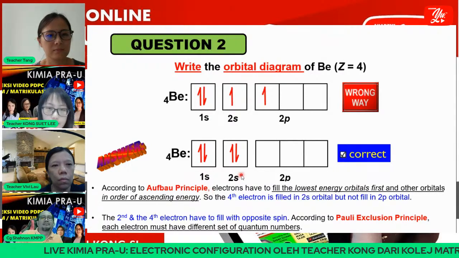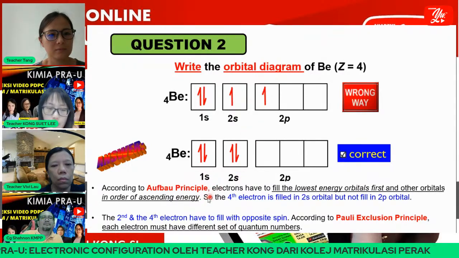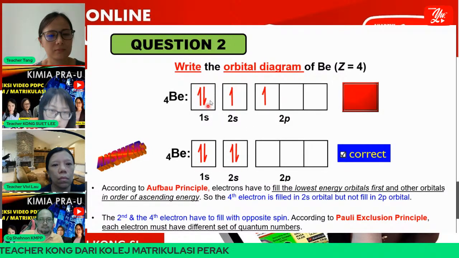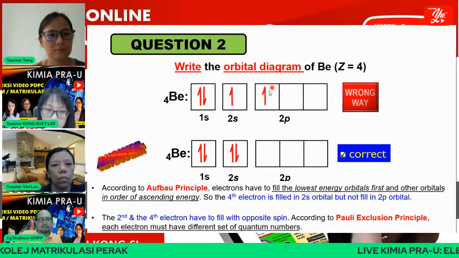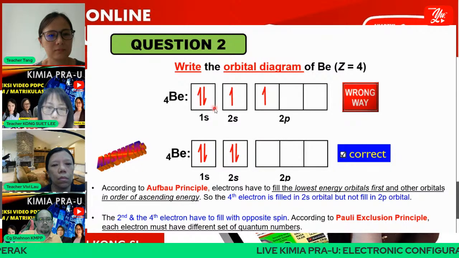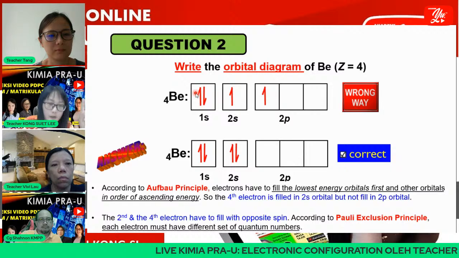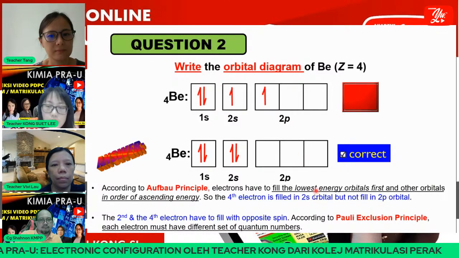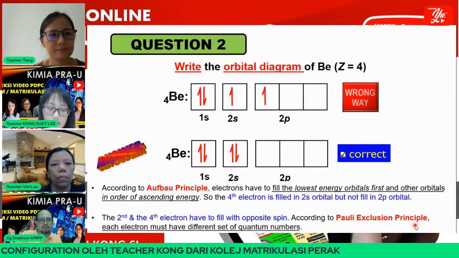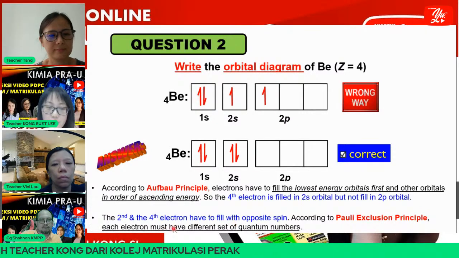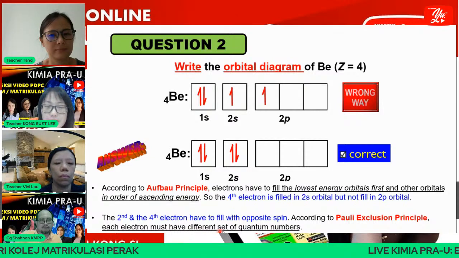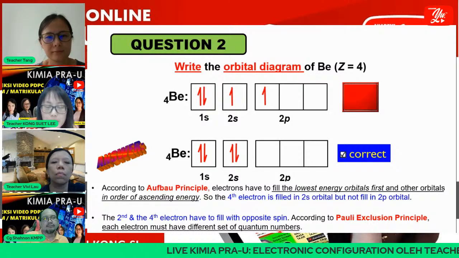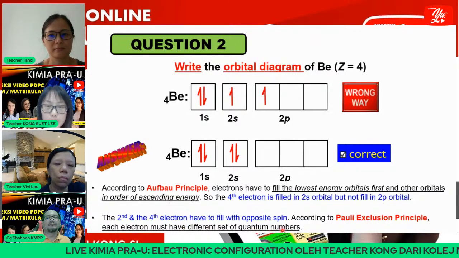Okay, and at the same time we have to follow the Pauli exclusion principle as well. Why? Because the second electron and the fourth electron have to fill up with opposite spin, meaning one upwards, another one downwards. So this is according to the Pauli exclusion principle. The Pauli exclusion principle says that each electron must have a different set of quantum numbers, of 4 different quantum numbers.